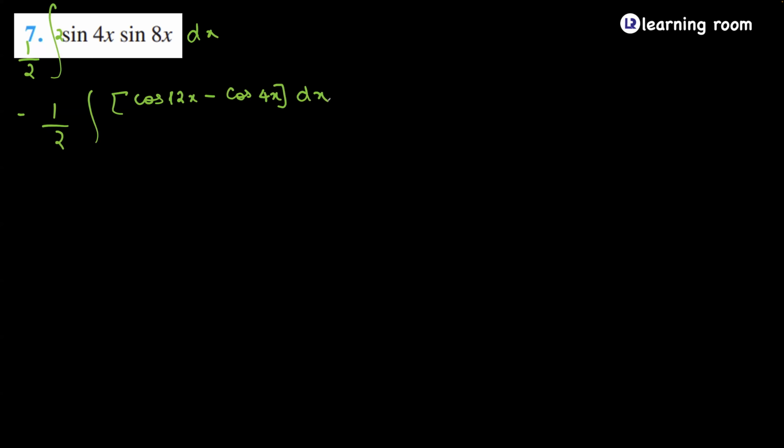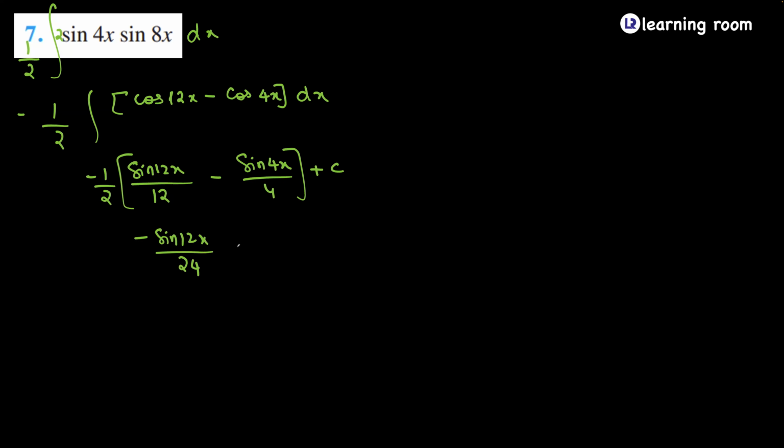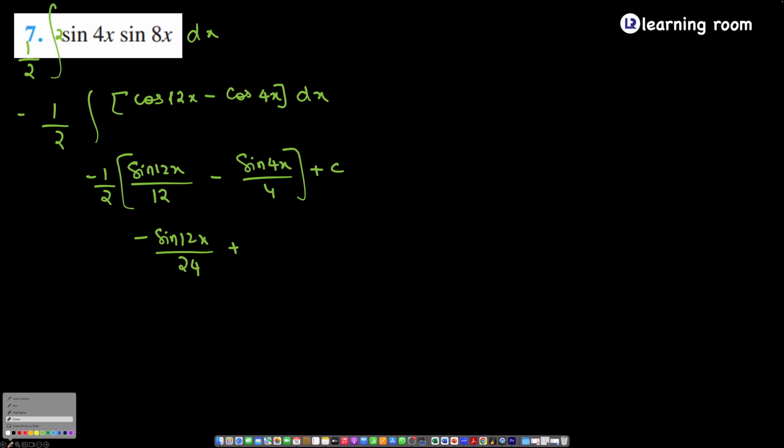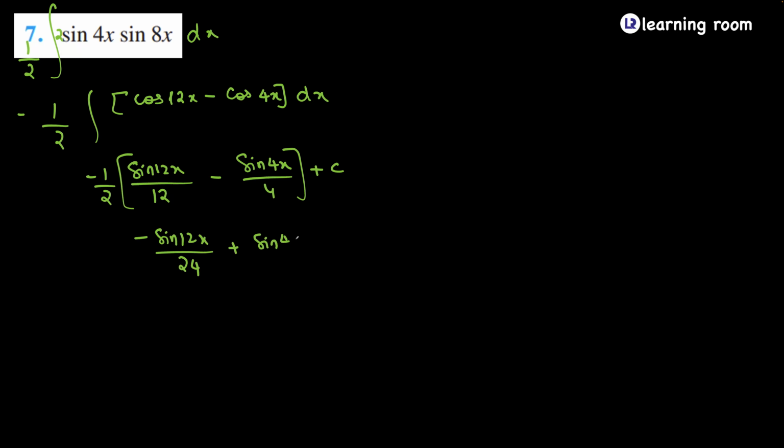If you push the minus sign inside, it will be minus half into cos 12x. The integral of cos 12x will be sine 12x divided by 12, minus sine 4x divided by 4 plus c. So what will the answer be? Minus sine 12x divided by 24 plus sine 4x divided by 8 plus c. This will be the answer.